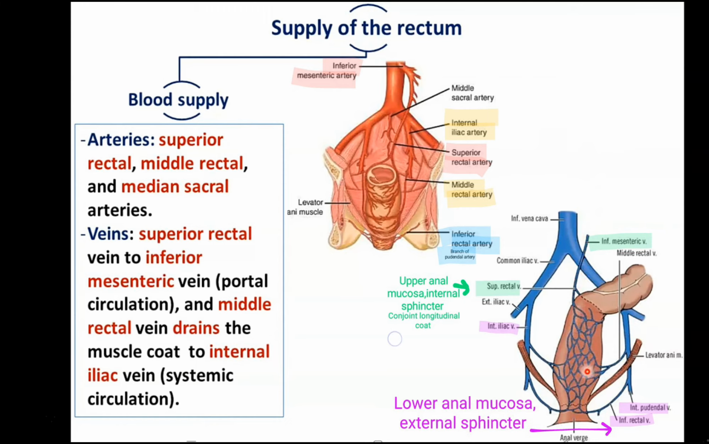And what regions will it be draining? Upper anal mucosa, internal sphincter and conjoint longitudinal cord. Then coming to the middle portion, the middle rectal artery originates from the internal iliac artery. Similarly, the middle rectal vein will be draining into the internal iliac vein.